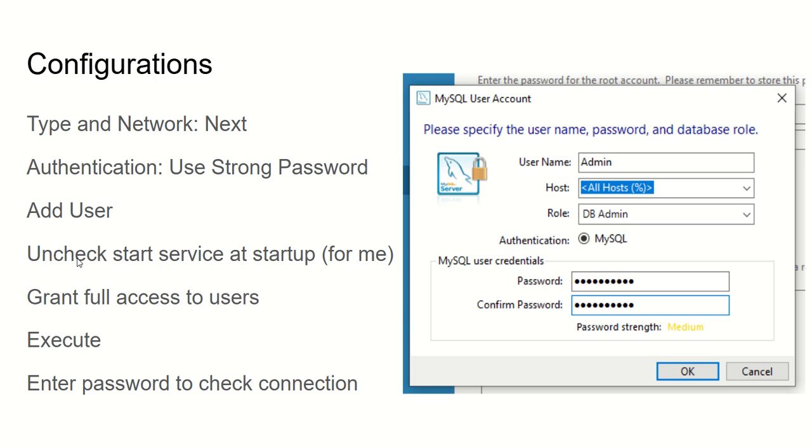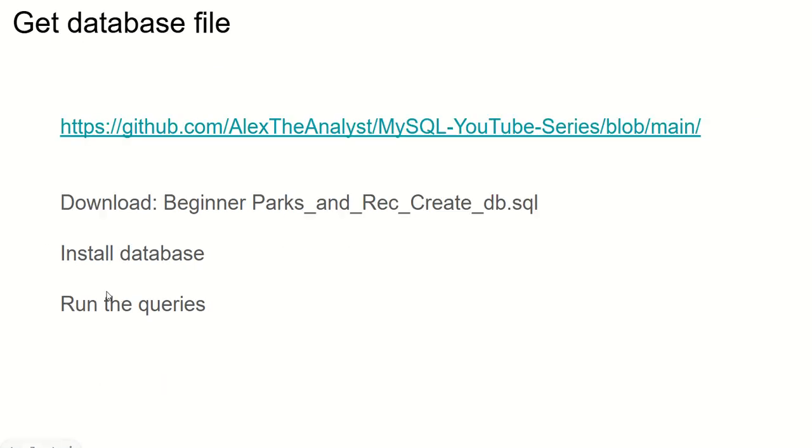Now, if this is just me, I don't like a whole lot of stuff starting when I open up my computer. I want to be able to start the service for what I'm using that day because I'm doing a whole lot. So I decided to uncheck start service. For you, if you're comfortable, you can keep that checked and it'll start up every time you boot up your computer. Grant full access to all users, click access, and then enter your password to check your connection.